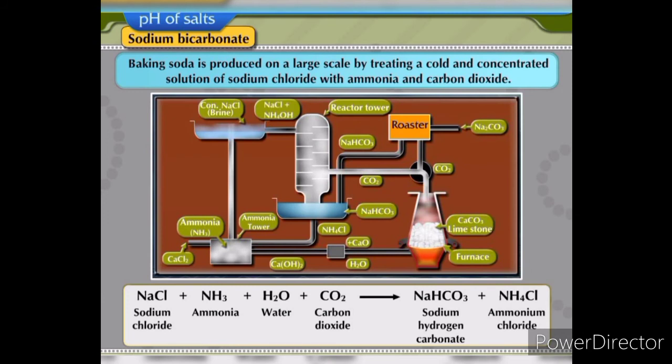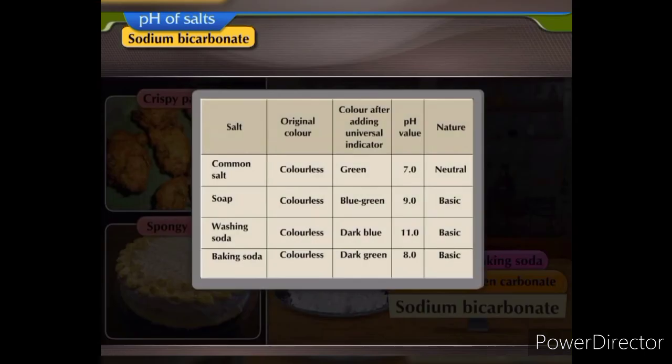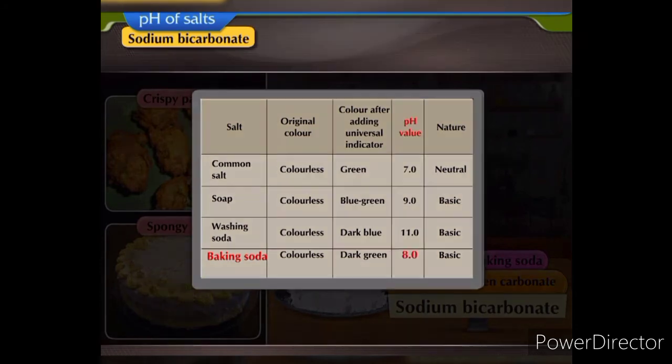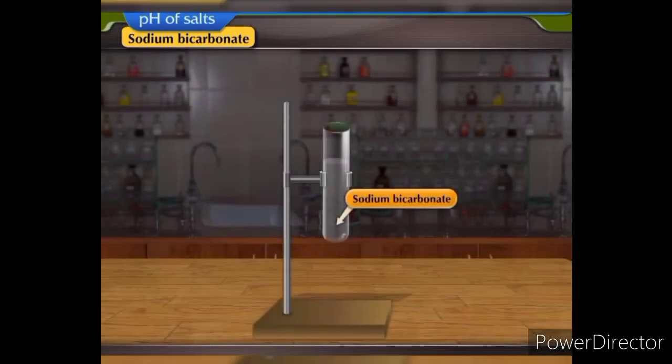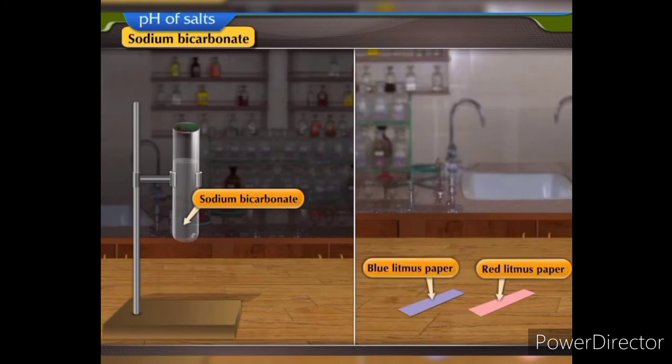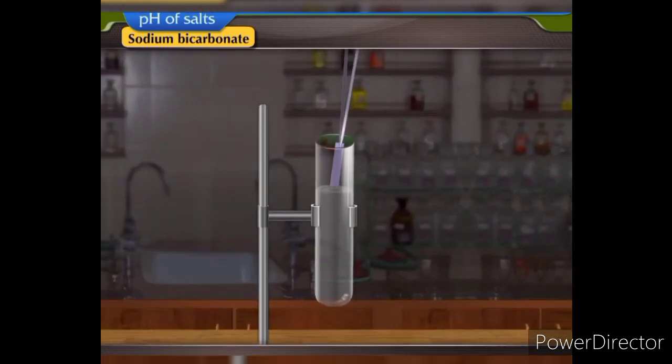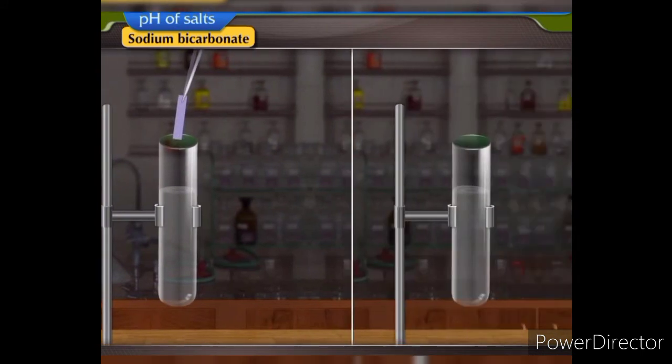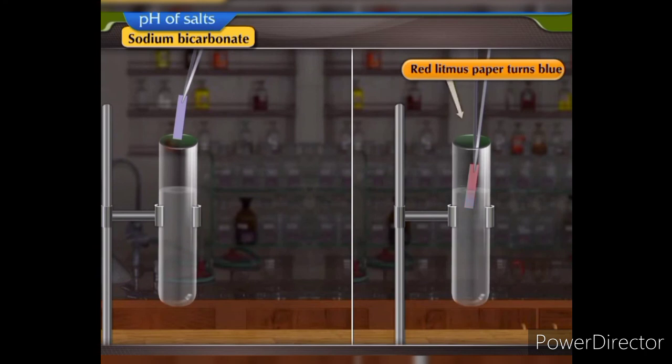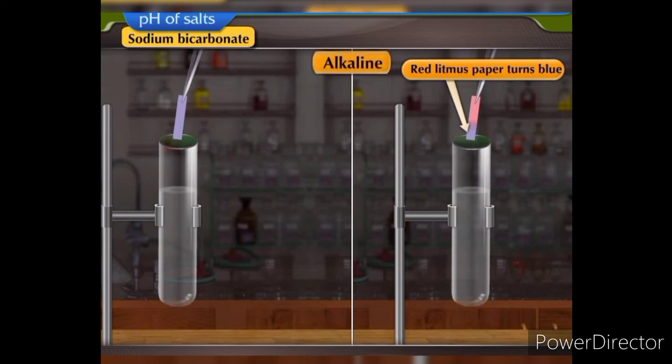Baking soda is produced on a large scale by treating a cold and concentrated solution of sodium chloride with ammonia and carbon dioxide. We had earlier checked the pH of baking soda. The pH was 8.0. If we test a solution of sodium bicarbonate with blue and red litmus papers, we observe that the blue litmus paper does not show any change, while red litmus paper turns blue.